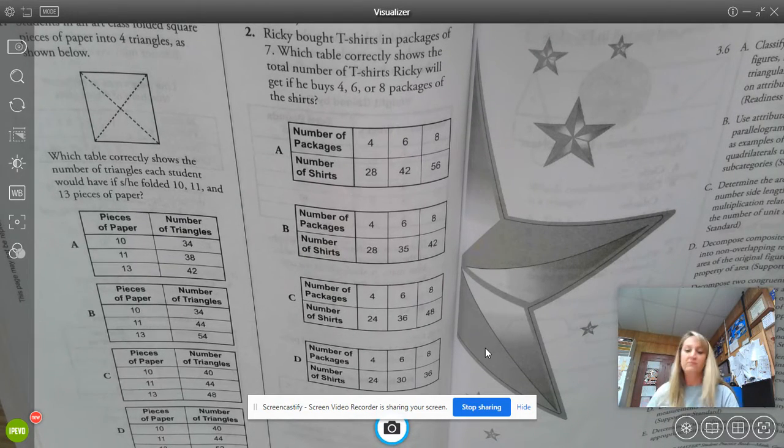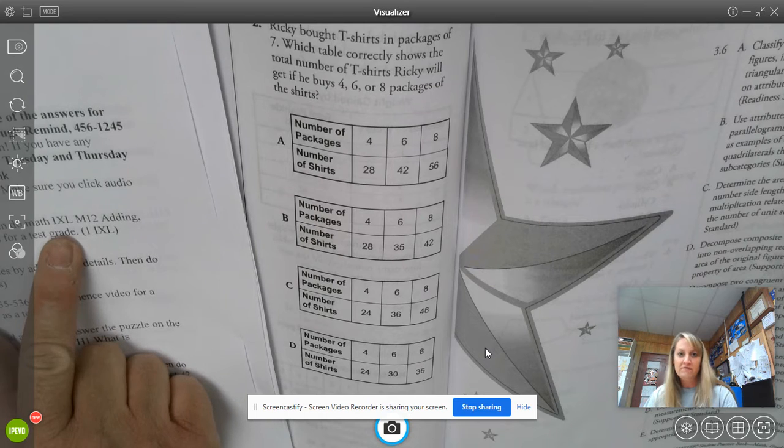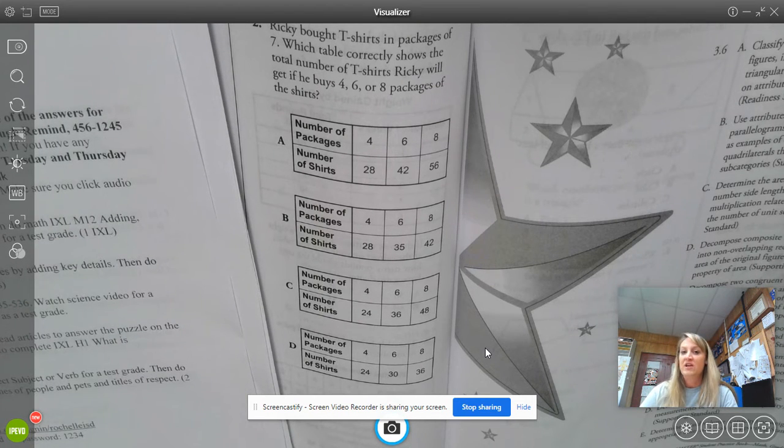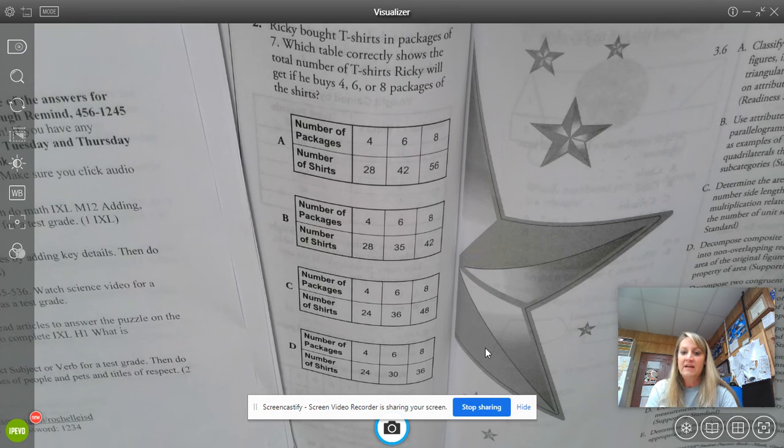After you're done with that, you will be taking a test on IXL. It is Math M12 on IXL. It's word problems, but they're easy word problems. You have to decide, do I add, subtract, multiply, or divide? I think it will be easy for you. So good luck and see you soon.